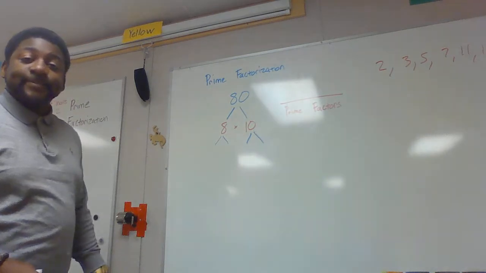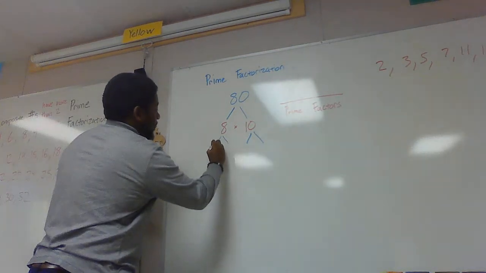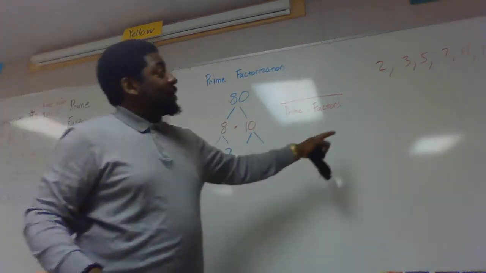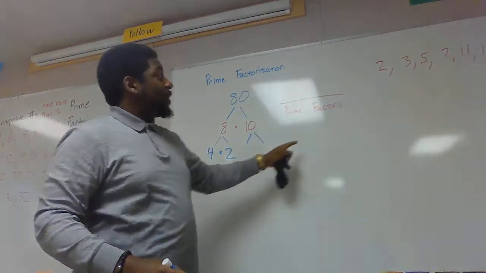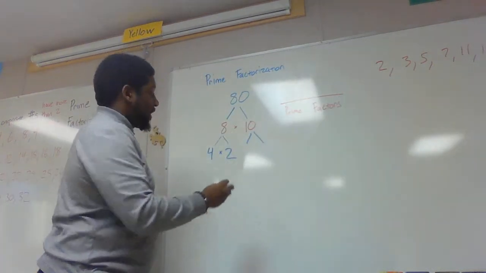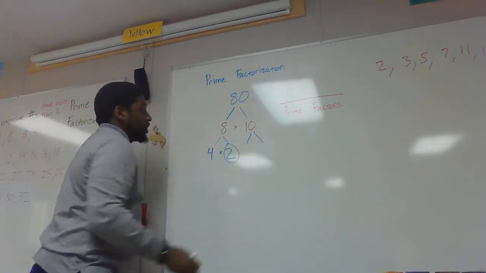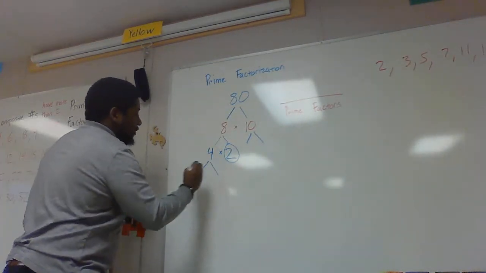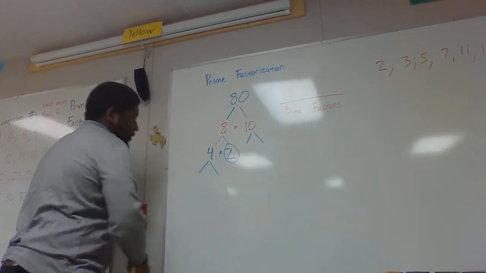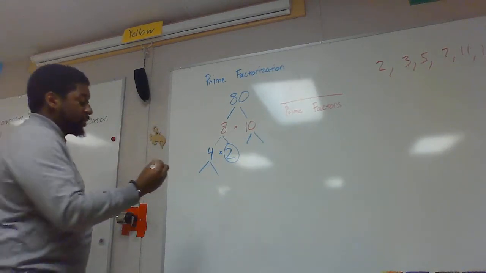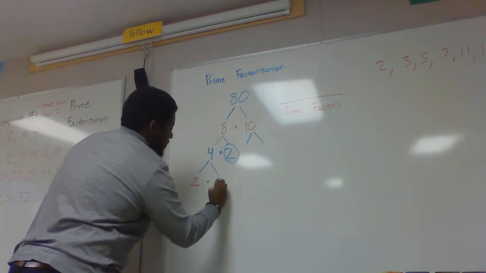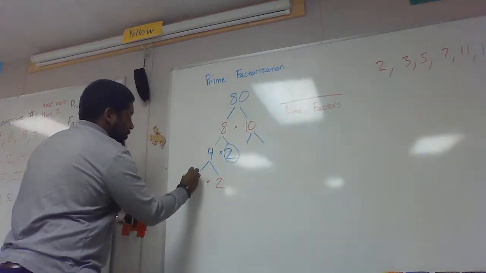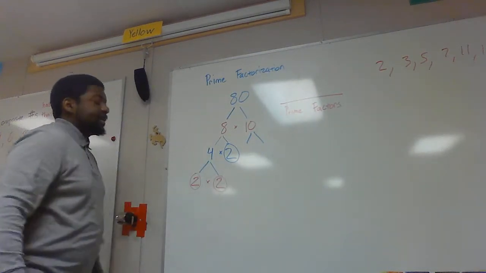Ways to make 8. 4 times 2 make 8. 2 is one of my prime numbers, so I can actually stop and circle that. I don't have to break down the 2 anymore. But I can still break down 4. Ways to make 4. 2 times 2. 2 is a prime number, so I can circle these both. And I'm done.